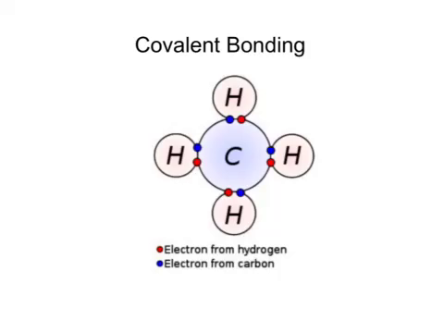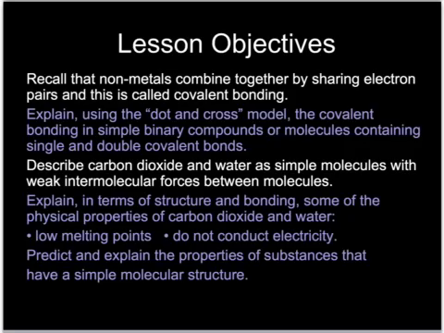In this tutorial we're going to look at covalent bonding, a form of bonding which occurs between generally non-metals and involves the sharing of electrons rather than the transfer of electrons from one atom to another. We'll need to learn that non-metals combine together by sharing electrons, by covalent bonding.